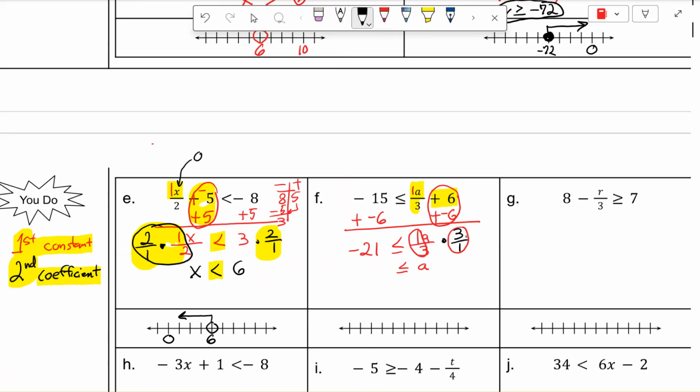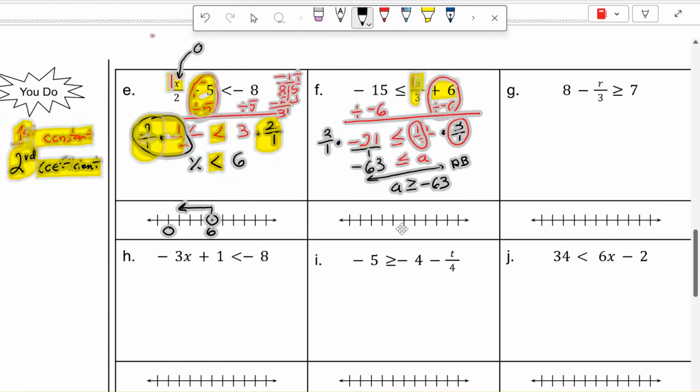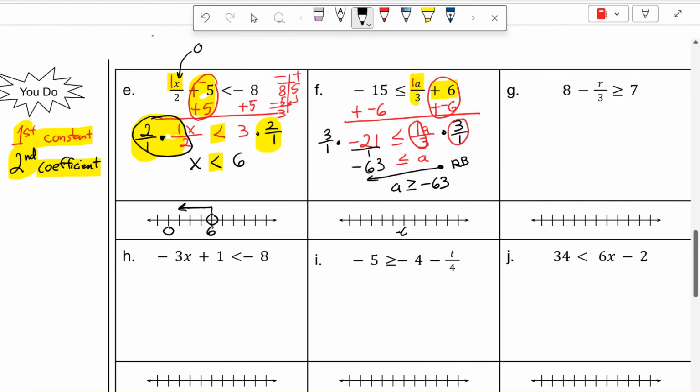Since we multiplied this side by 3 over 1, we have to multiply this side by 3 over 1. And a positive times a negative is a negative, and the answer is negative 63. Now it is backwards, so we're going to start here, and we're going to read backwards. A is greater than or equal to negative 63. So now it's time to graph. Come down here. Negative 63, it is a closed point, and A is greater, so it goes to the right.